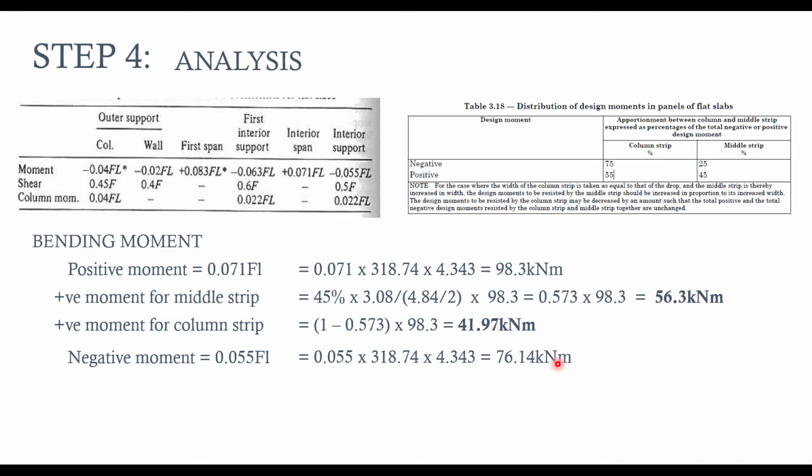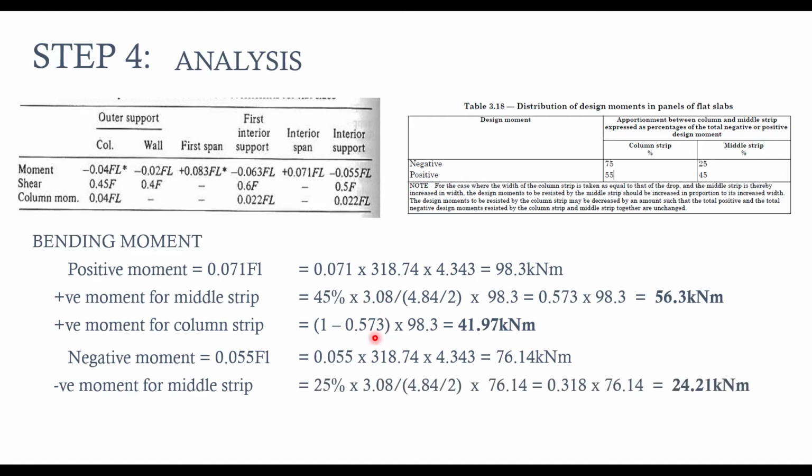So this moment is now divided between the column strip and the middle strip, and based on this table, the column strip is 75%, and the middle strip is 25%. So if we do the middle strip first, the negative moment for the middle strip, 25% of the span of the middle strip, 3.04, divided by 4.84 divided by 2, multiplied by the moment, you are going to end up with 0.318 times the moment, which is 24.21 kilonewton meters, as the portion of the negative moment attributed to the middle strip.